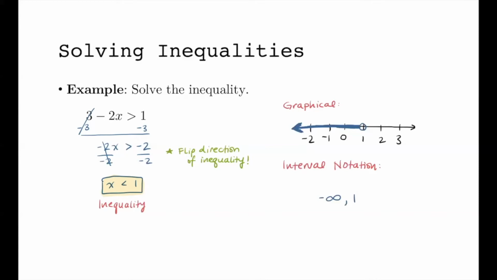Negative infinity can never be included in an interval, so that will always have a parenthesis. 1 is not included in our solution, so we will just have a parenthesis there too. So here's an interval notation, our solution to this inequality.